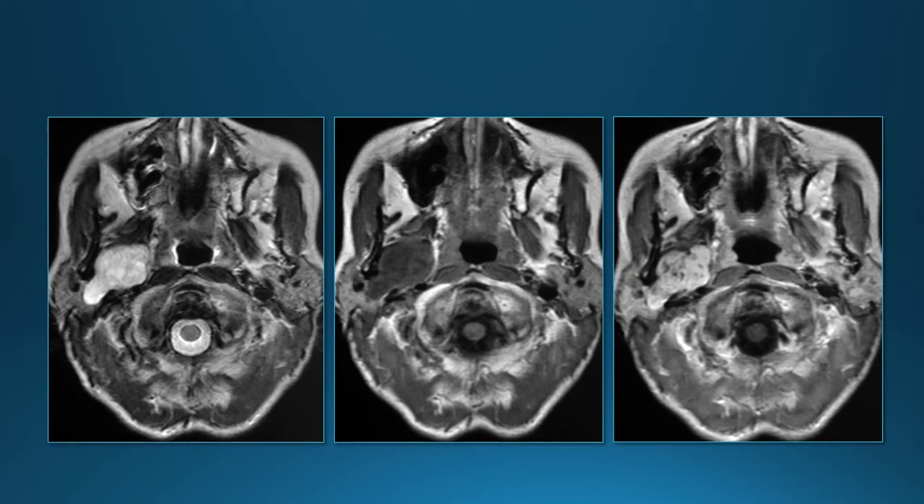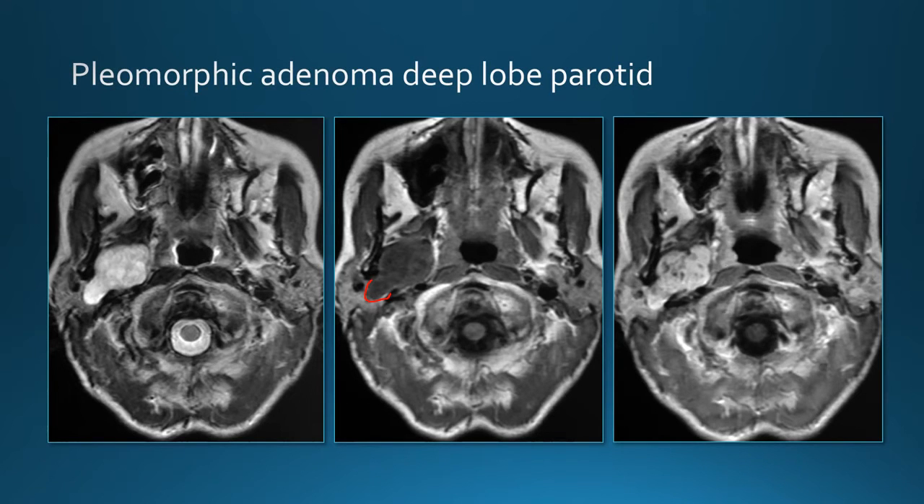So let's go back to our lesion here in the prestyloid parapharyngeal space. In this one, we can see it actually is in contact with the deep lobe of the parotid gland here. So this lesion is a pleomorphic adenoma of the deep lobe of the parotid.